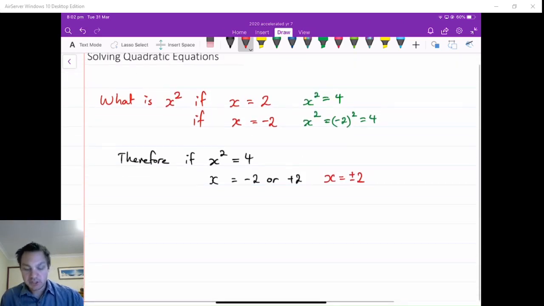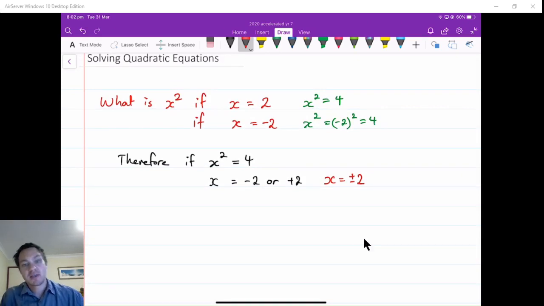Now, there's a quick way to do this, and that's to find the square root of 4. We're asking what number squared gives us 4, and we've already looked at squares, square roots, cubes, and cube roots in previous sessions. So here we can just find the square root to get this 2. That was example 1.